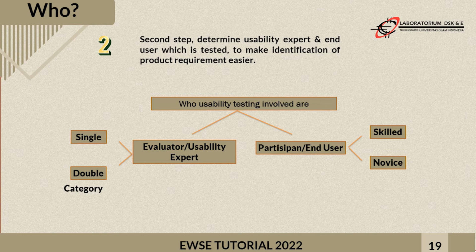While participant or end user is also divided into two, there are skill and novice. Skill means someone who often uses a product so that he becomes proficient, but that doesn't mean he is an expert on usability. While novice means someone who has never used or rarely uses a product.